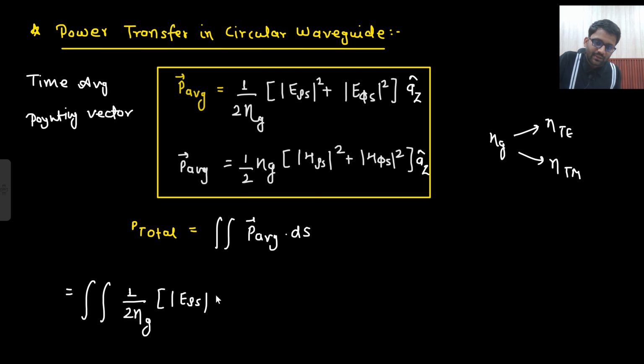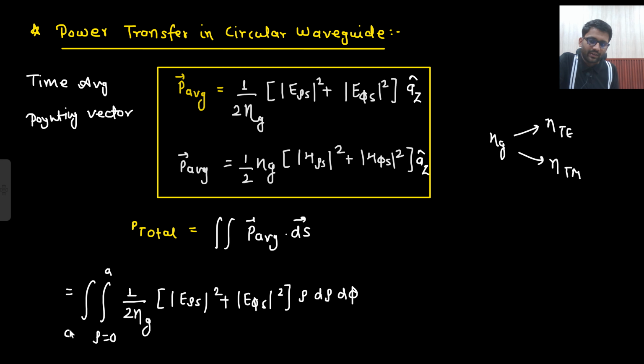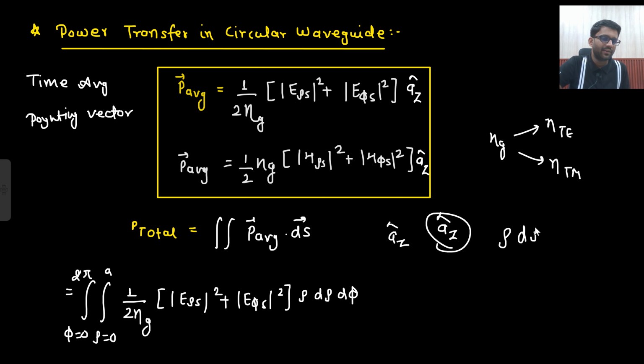E rho s plus E phi s. Now if I need to write down ds, what do you think it will be? If you have studied in a good manner, then you know that it would be rho d rho d phi, where the limit of rho will go from 0 to a and the limit of phi will go from 0 to 2 pi. If you have seen the coordinate system, then you would be able to know, right? Because P average is having the direction of a_z, so ds should also have the direction of a_z. So in a_z direction, what is your area? Rho d rho d phi, right?